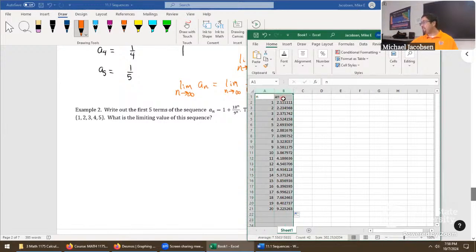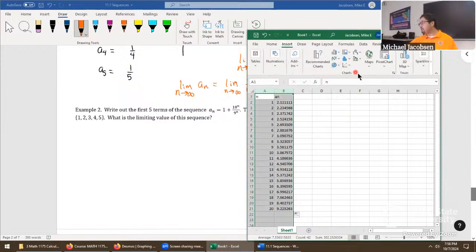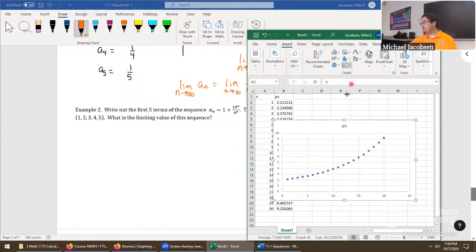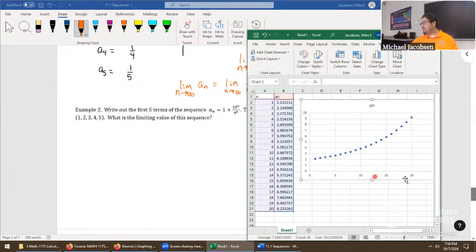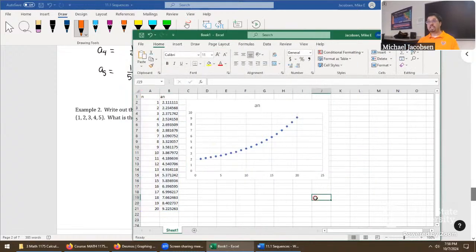Putting this into a graph, you just want to select 2 columns and go insert. Look for the one that looks like a scatter plot. This one right here will do just fine. So that's the graph of our sequence now. And looking at that graph, would you say this converges or diverges?